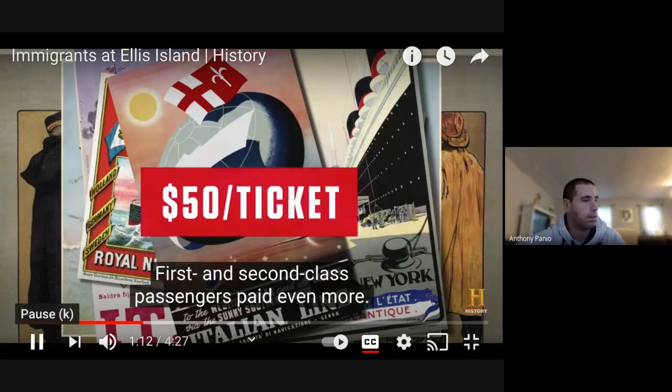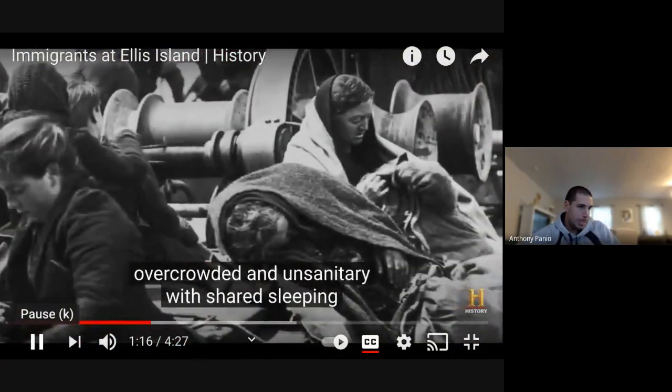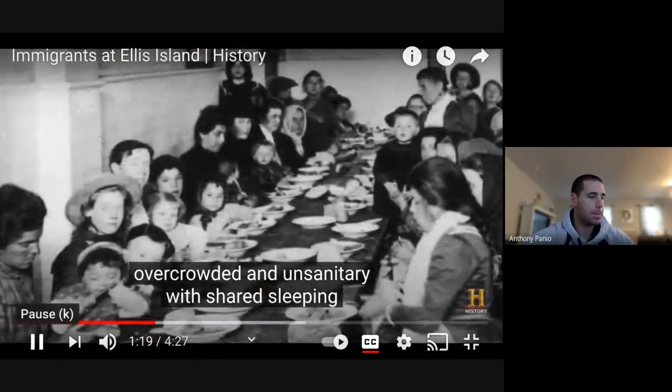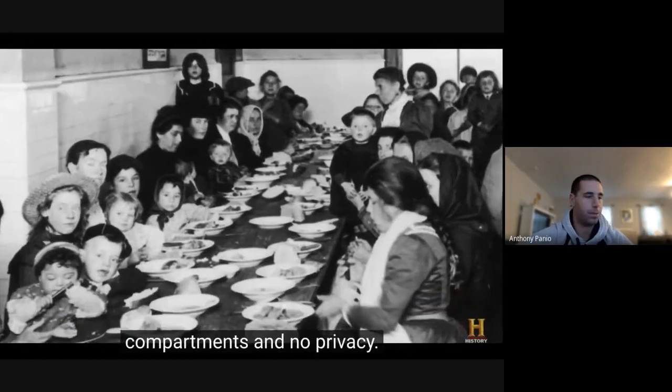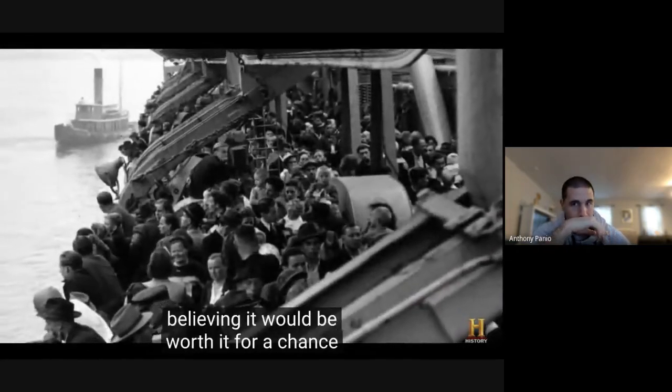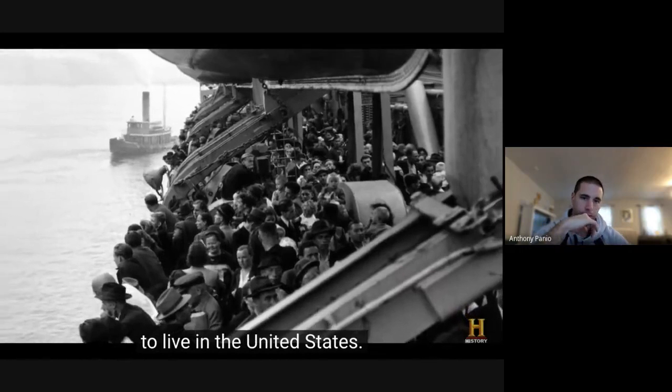First and second class passengers paid even more. Because of this, steerage was often overcrowded and unsanitary, with shared sleeping compartments and no privacy. But hopeful immigrants stuck it out, believing it would be worth it for a chance to live in the United States.